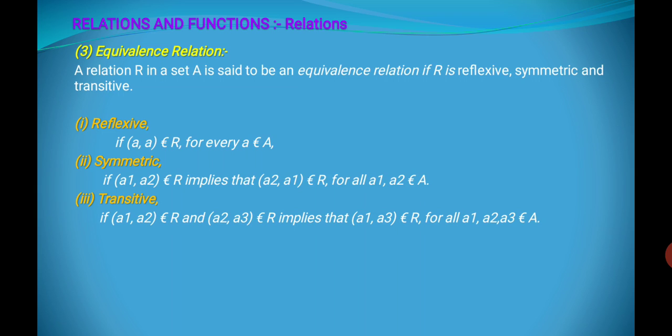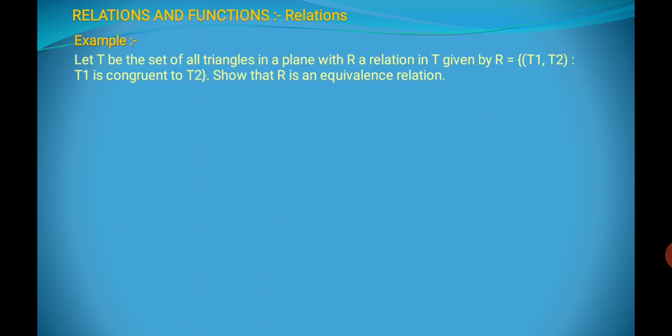And if any relation satisfies three conditions, that is reflexive, symmetric, transitive, then it is called an equivalence relation. Let me take an example. Let T be the set of all triangles in a plane, with R a relation in T given by R = {(T1, T2) : T1 is congruent to T2}. Show that R is an equivalence relation.